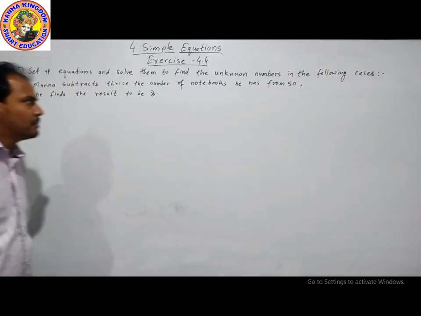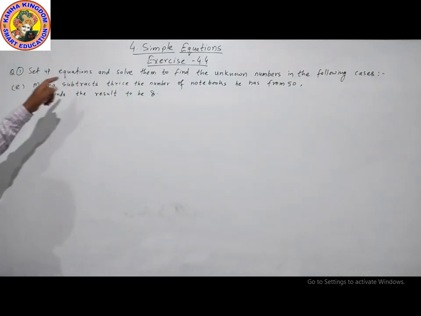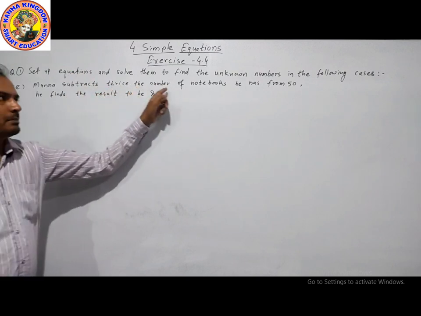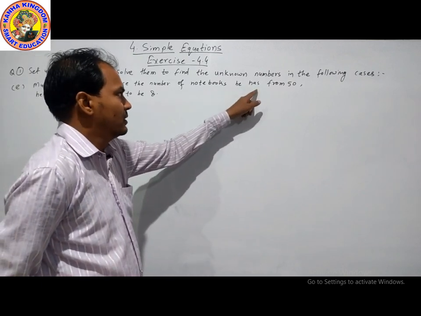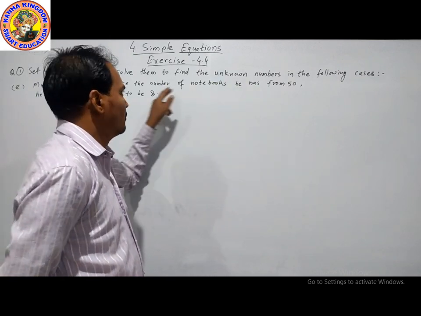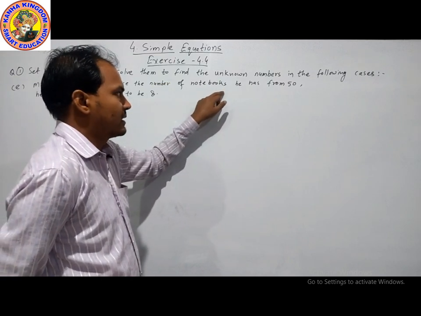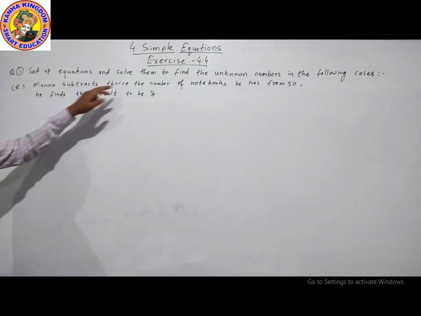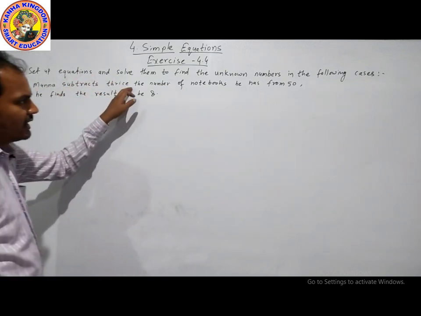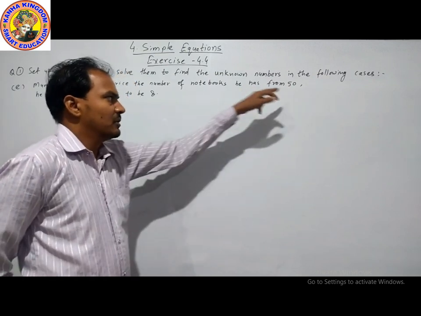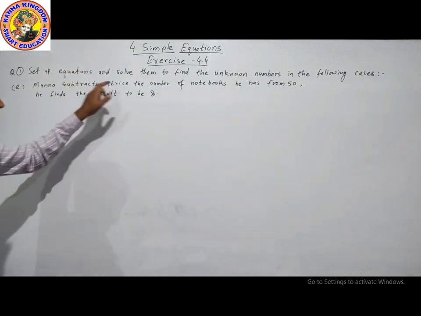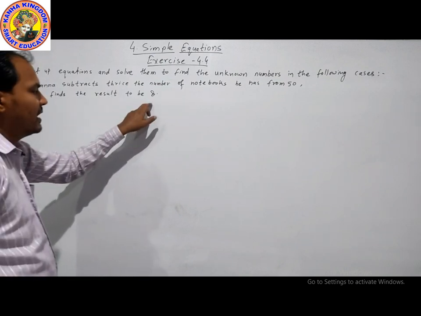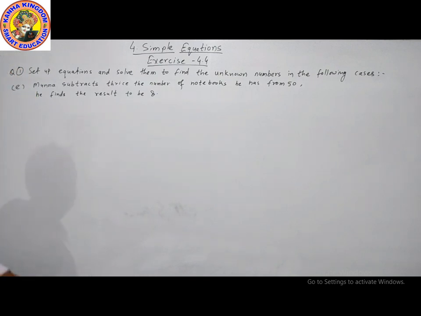Now our next part is part E. Munna subtracts thrice, means 3 times, the number of notebooks he has. If we take the number of notebooks as x, thrice a number is 3x. This is our 3x. Munna subtracts 3x from 50. 50 minus 3x. He finds the result to be 8, means equal to 8.